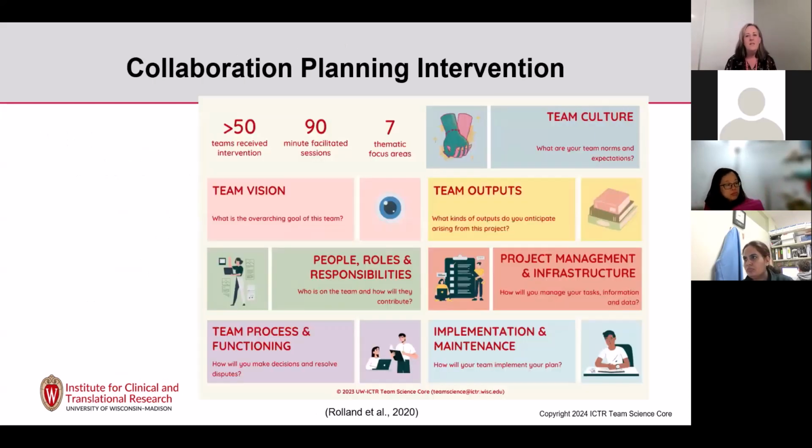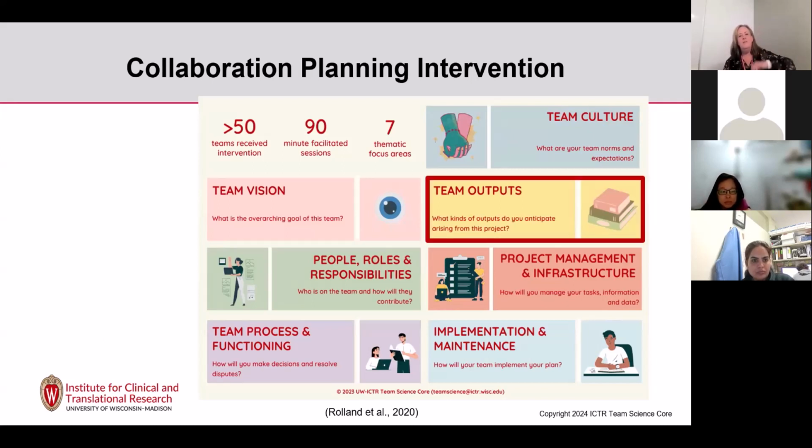This next slide shows one of the interventions that we do in our Team Science Core called collaboration planning. This is a 90-minute facilitated session for teams, and we go through 7 different thematic areas. We talk with teams and help them strategically plan, so they can identify their team vision, people's roles and responsibilities, and elements of project management. And you'll notice, hopefully you see the little red box around the team outputs. We also talk about what's going to be the product of their research.